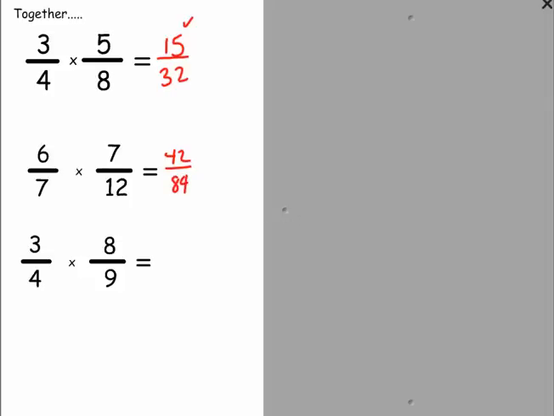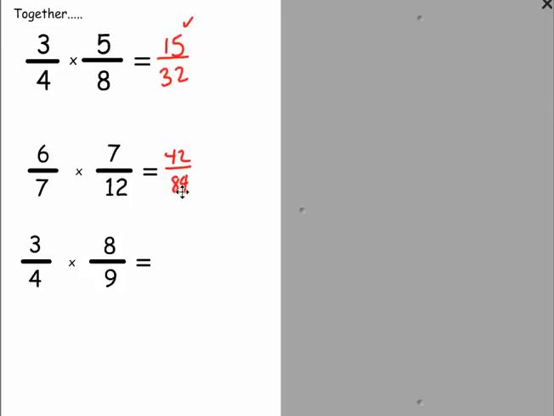Okay, multiply straight across, I get 42 over 84. Let's see. First of all, I know they're even, so I know I can divide by 2, but I want to see if I can think of something higher. Hopefully you see that this number is half of this number. So I can divide by 42, and I get 1/2.